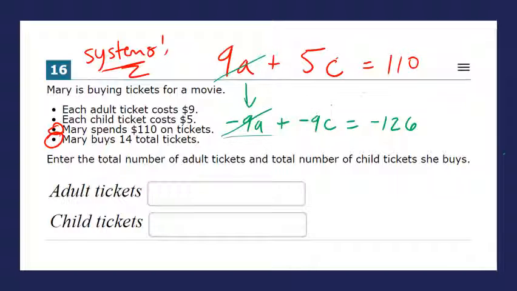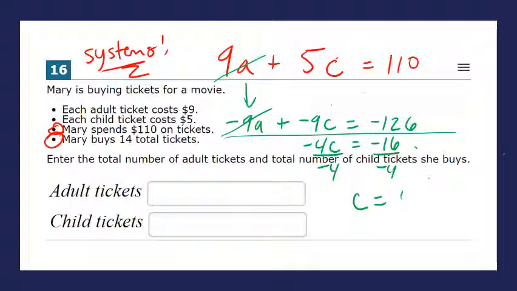5C minus 9C gives me a -4C. Cool. And last but not least, 110 minus 126 gives me a -16. Now the last step is to divide both sides by -4. And what I should find is the amount my child tickets cost. So I found one of my answers. My child ticket costs $4.